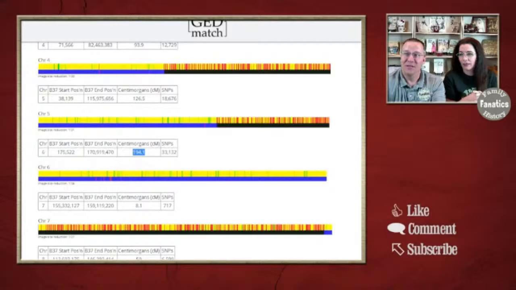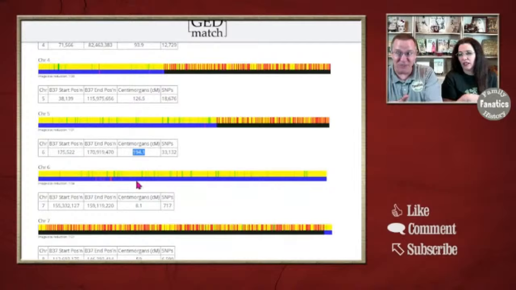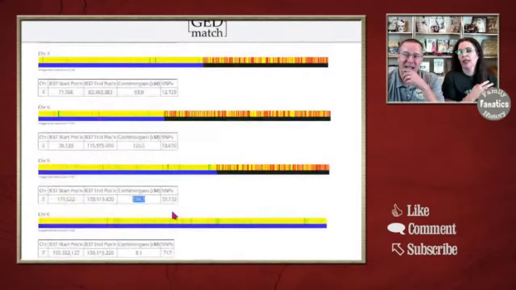What's the possibility of 194? Well, let's go here and do 0.99, and we do that to the 194 power. That's still a 14% chance that I can have that, which makes sense because I have one. Well, and then you have all of those together, and because you have so many, that should indicate a close relative?